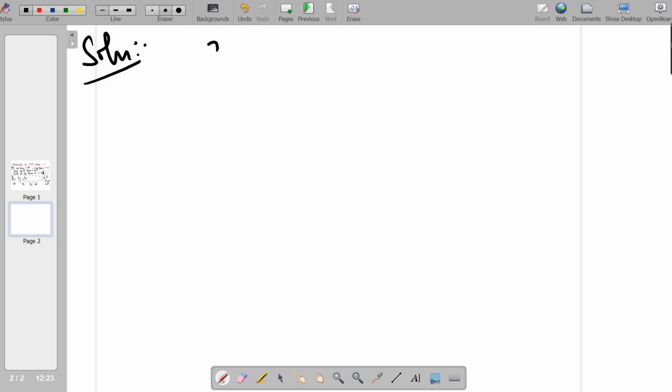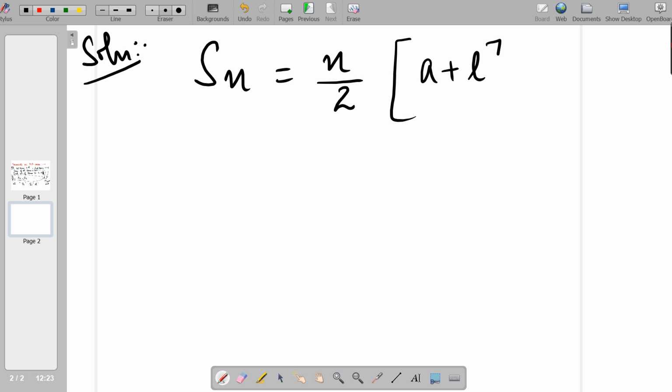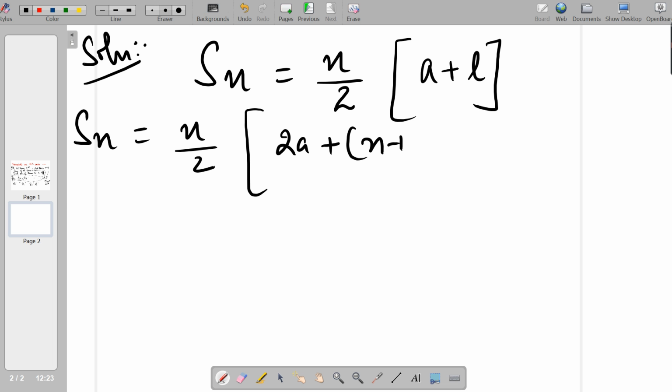We have an identity which says Sn is equal to n by 2 into (a plus l). This is the formula for the summation of any AP series. There is one more identity for summation which says n by 2 into (2a plus (n minus 1) into d). There are two formulas, but in our case we will be using this one.